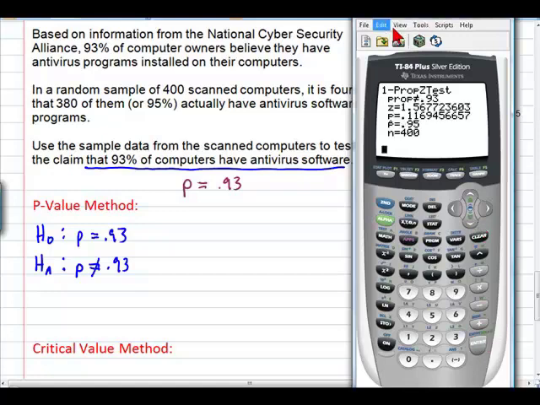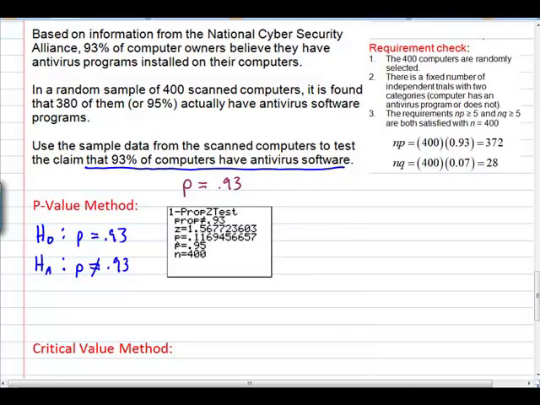And here's the output. By the way, did they tell us what alpha level to use? No. So what do we assume alpha is? 0.05, always. What is our p-value here? 0.117. Based on this p-value, would we reject or fail to reject the null hypothesis?